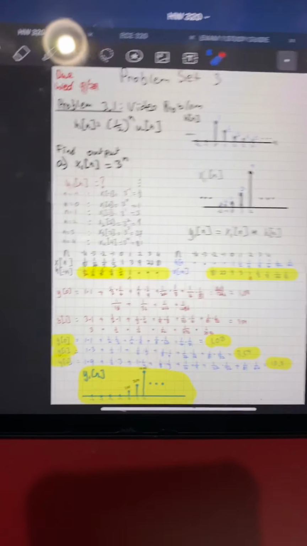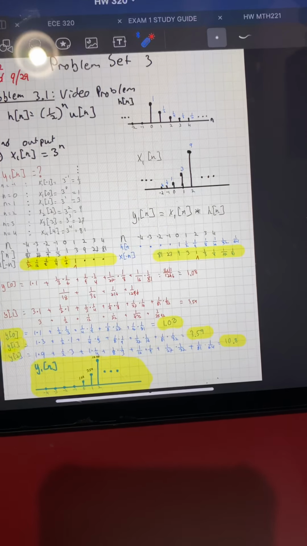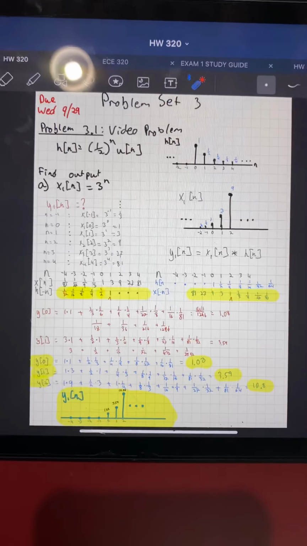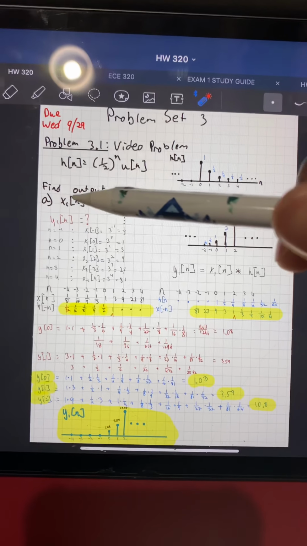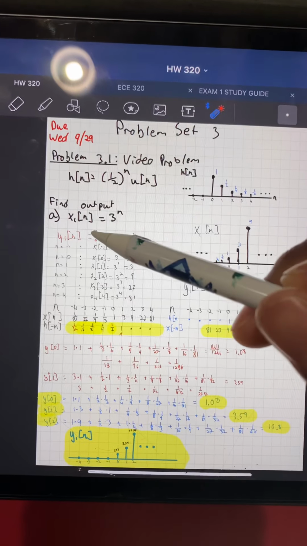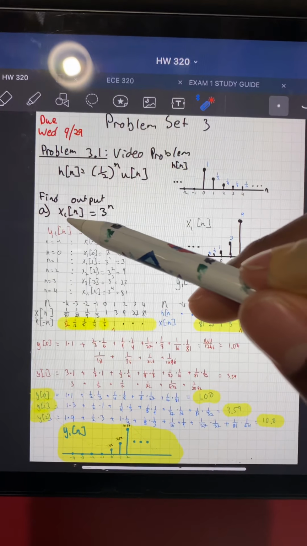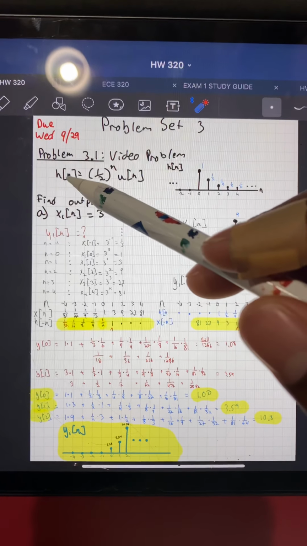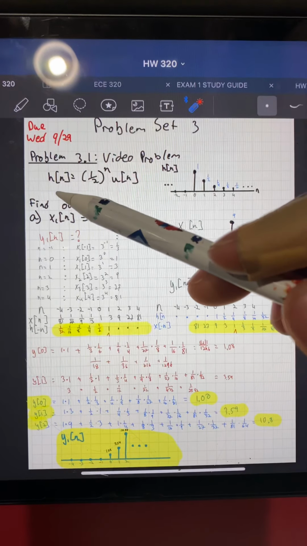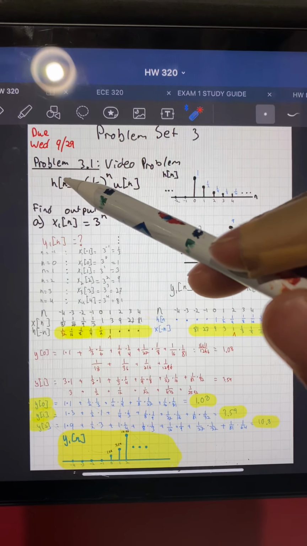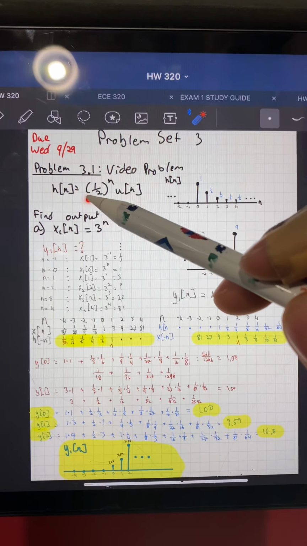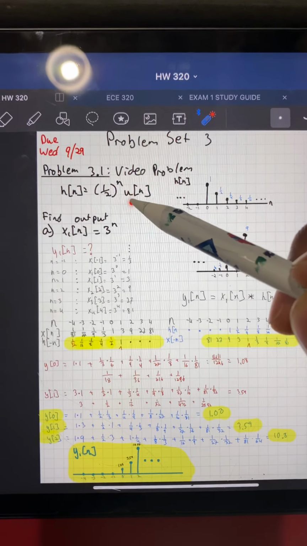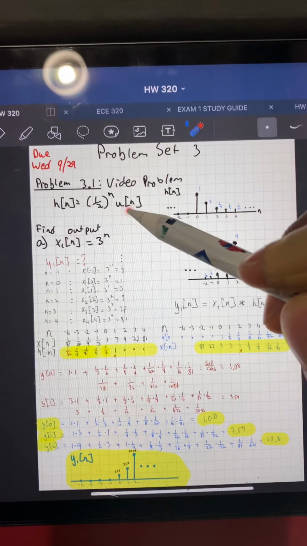Hi everyone, we are back again with another discrete time linear systems problem, where our goal is to find the output with our input signal x sub 1 of n, which is equal to 3 to the n, which is going to be convolved with our impulse response h of n, which is equal to (1/2) to the n with a unit step.